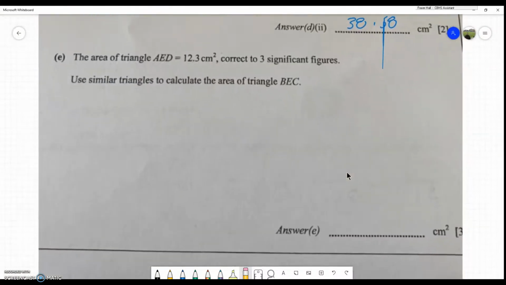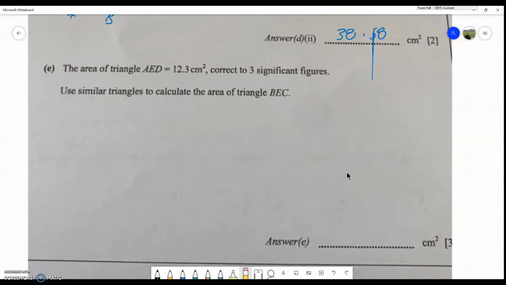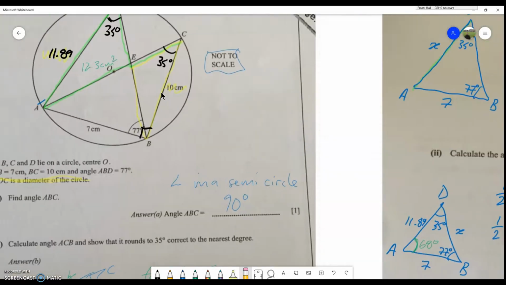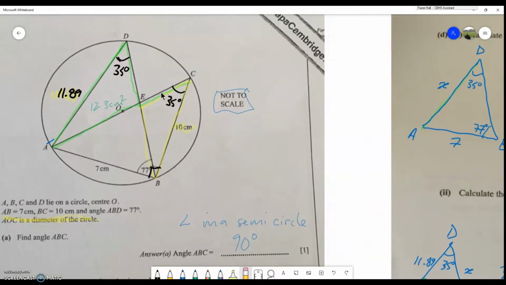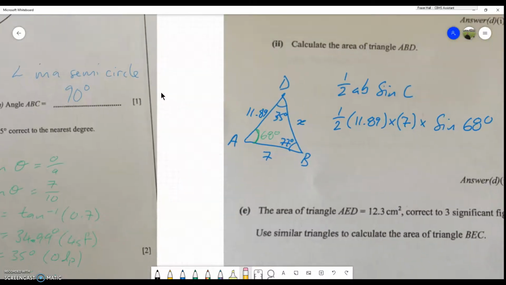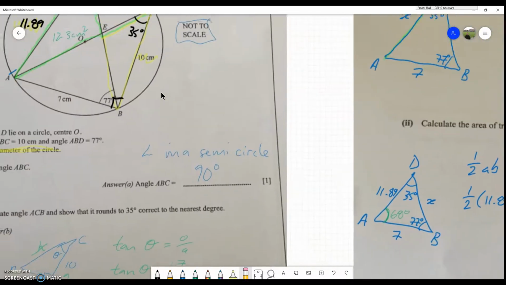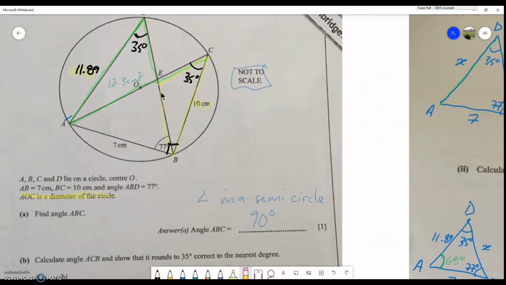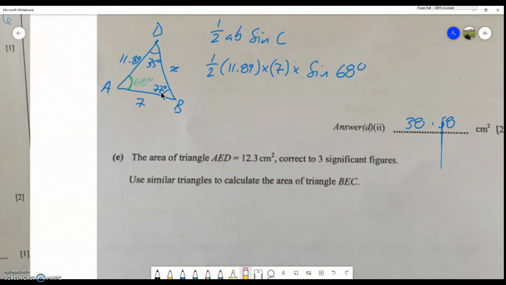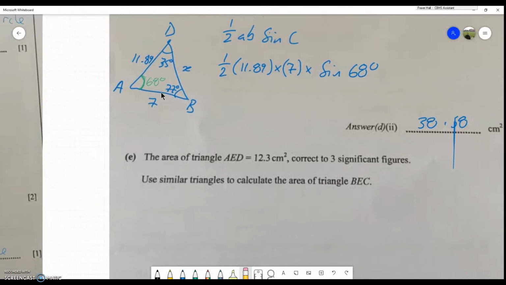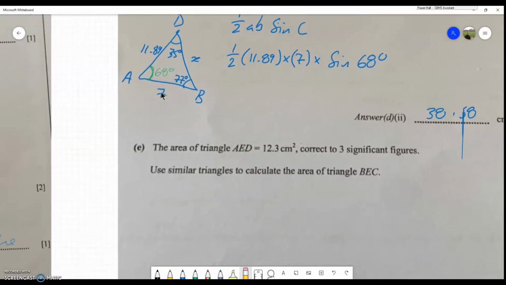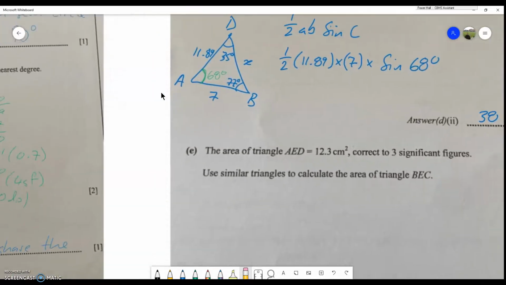That brings us on to E, and I want to spend a little bit of time on it because it's kind of a trap that people get confused by. First of all, the question is the area of triangle AED, which I've pre-drawn already. So AED, which is that green triangle, is 12.3 centimeters squared, and you can see I've written in 12.3 centimeters squared, corrected to 3 significant figures. Use the similar triangles to calculate the area of BEC.